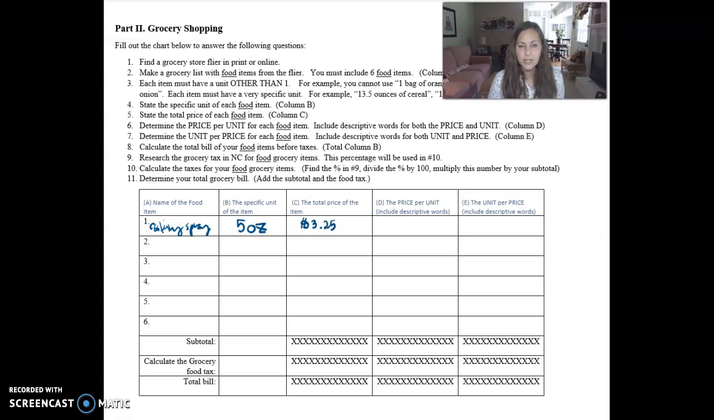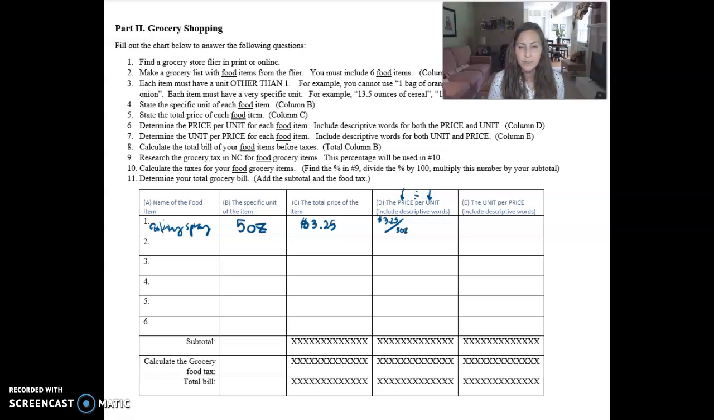Now, this is where students had trouble. The price per unit, you need to use in descriptive words. Price per means to divide, and then unit. So we need to go in that order. Division is not commutative, so you can't reverse them. You have to do price divided by the unit. So for this particular item, my price was $3.25, and I needed to divide that by the unit, which is 5 ounces.